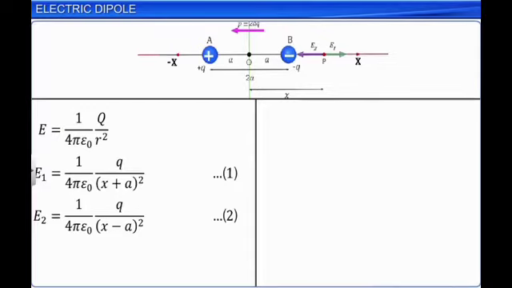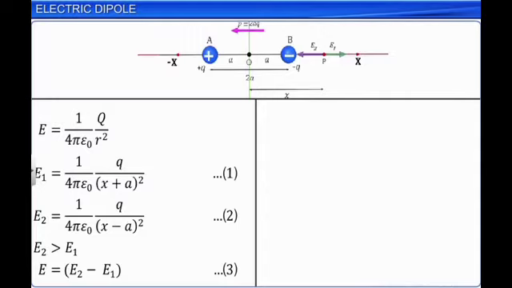The point P is nearer to the charge -Q than the charge +Q. As the distance of the point P from -Q is lesser than that from +Q, the magnitude of the electric field strength E2 is greater than E1. Hence, the magnitude of the resultant electric field strength E at the point P is equal to E2 minus E1. Let this be equation 3. The direction of the resultant field strength at the point is in the direction of E2.